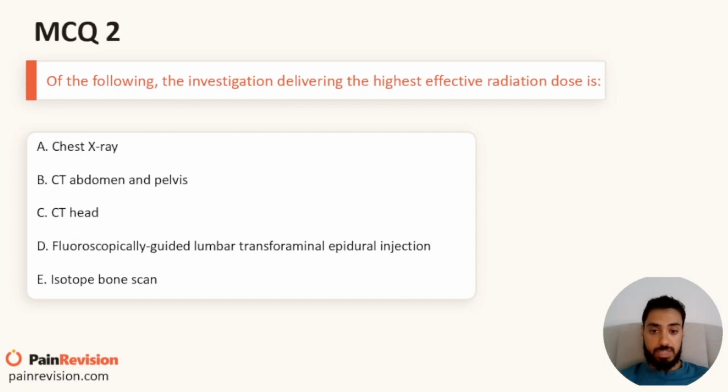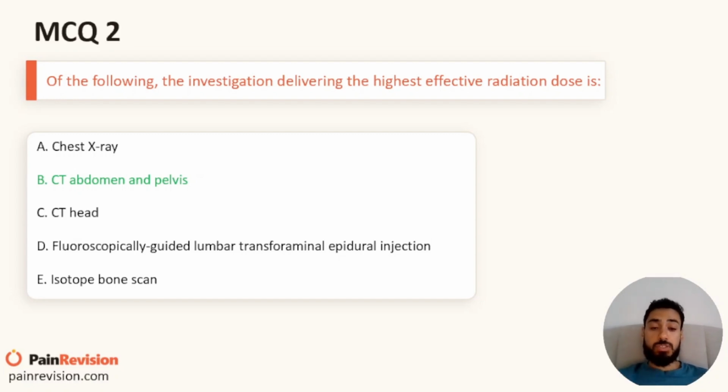Of the following, the investigation delivering the highest effective radiation dose is? Again, pause the video, have a think, and then we'll answer this. All right, so the correct answer is CT abdo-pelvis. This is again a very common question. It can pop up in the exam in different forms. You can have a comparison between different types of X-rays, and they'll ask you to rank them from least to most. It can come up as a single best answer question.